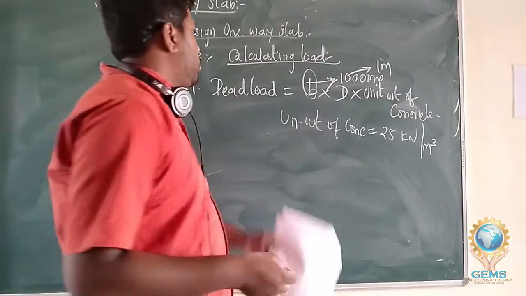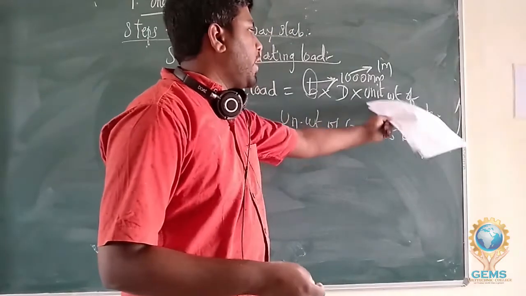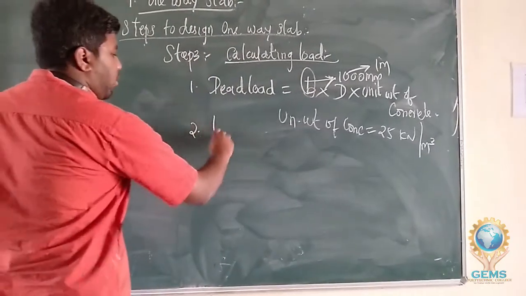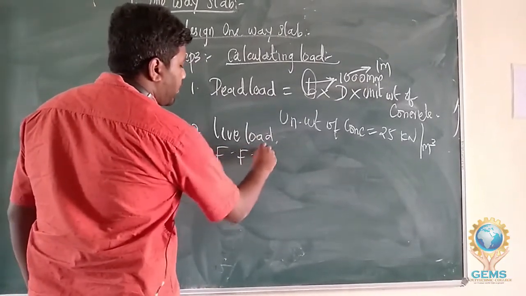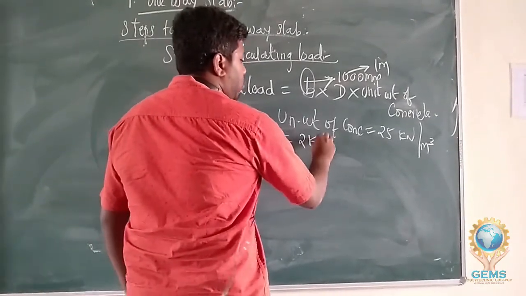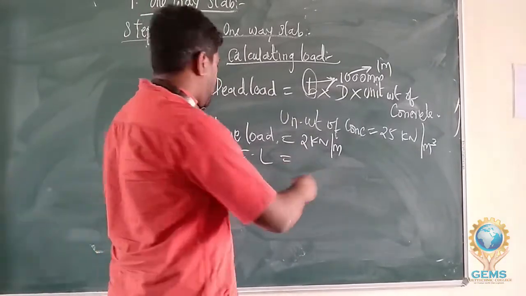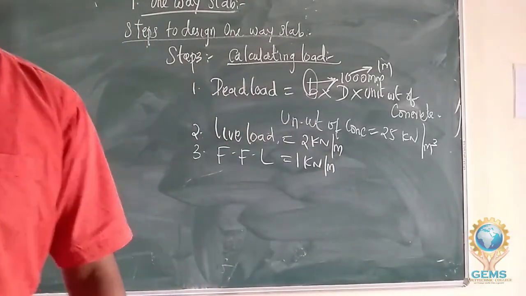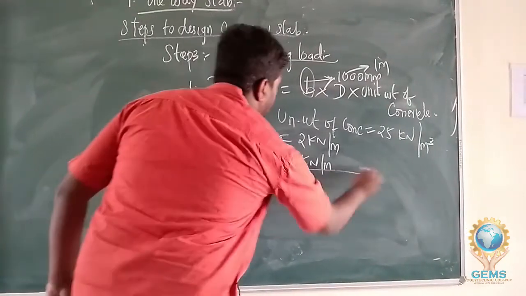While calculating the load, you must substitute all the values in meter, because the unit weight of concrete value is in meter. You must convert all the values. Understand? The second one, live load. Live load will be given in your question. Third one, floor finish load will also be given in the question. If live load is not given in the question, take it in kN per meter squared, this is the basic value for all designs. Floor finish load, take 1 kN per meter squared. Understand? So this is how you will calculate the load. After calculating these three loads, you must calculate the total load.